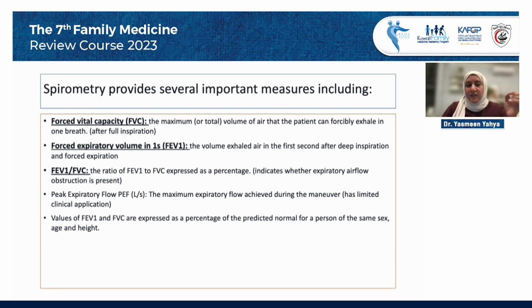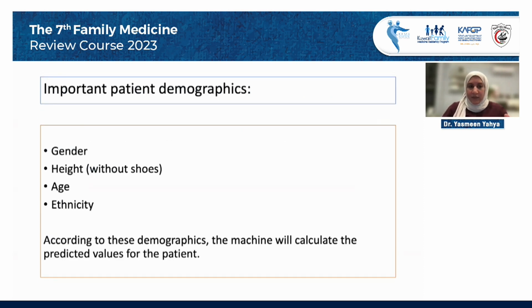The values of FEV1 and FVC are expressed as a percentage of the predicted normal for the patient's age, sex and height. So the normal FEV1 would be 80% and more than 80% predicted for the patient. FVC is more than 80%, and the ratio between them should be above 0.7. So these are the reference ranges that you need to keep in mind when you're looking at the spirometer.